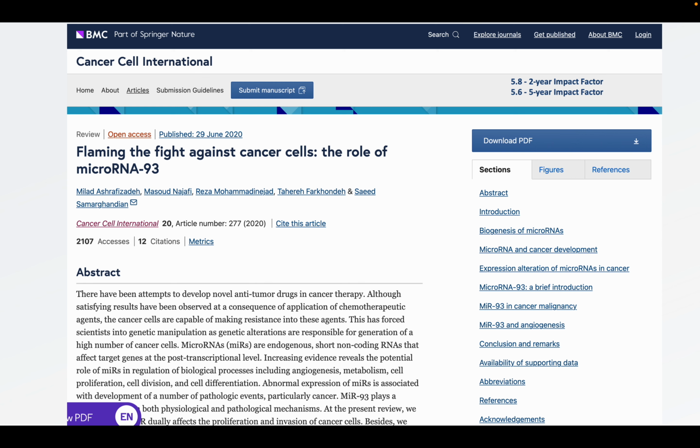Again, look at this paper. This is the topic, role of microRNA against cancer. This topic contains two main keywords: role of microRNA 93 against cancer cells. The impact factor for this journal is 5.8. We applied this, it is a hot and interesting topic.